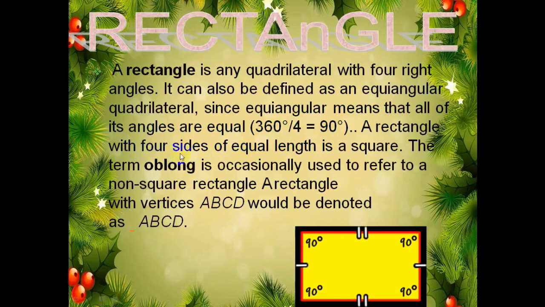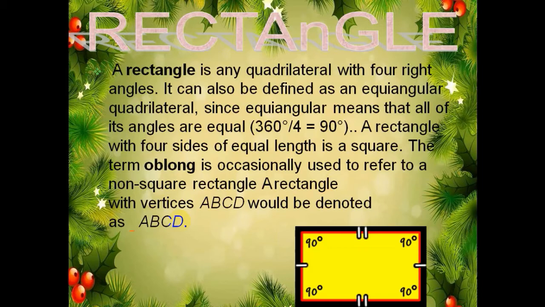A rectangle with 4 sides of equal length is a square. The term oblong is occasionally used to refer to a non-square rectangle. A rectangle with vertices A, B, C, D would be denoted as rectangle ABCD. So, dear students, square and rectangle are quadrilaterals. A square and a rectangle have 4 sides, but in a square, the lengths of all sides are equal and the measure of all angles are equal, which is 90 degrees.